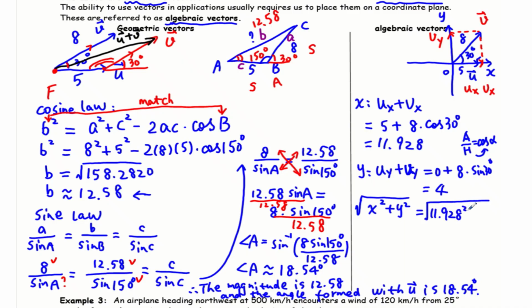11.928 squared plus 4 squared, then square root. And you will find out it is equal to 12.58. That is what we got from the geometric vectors method. And the angle formed, so this is x, this is y, so you have the new vector in this direction. Okay.